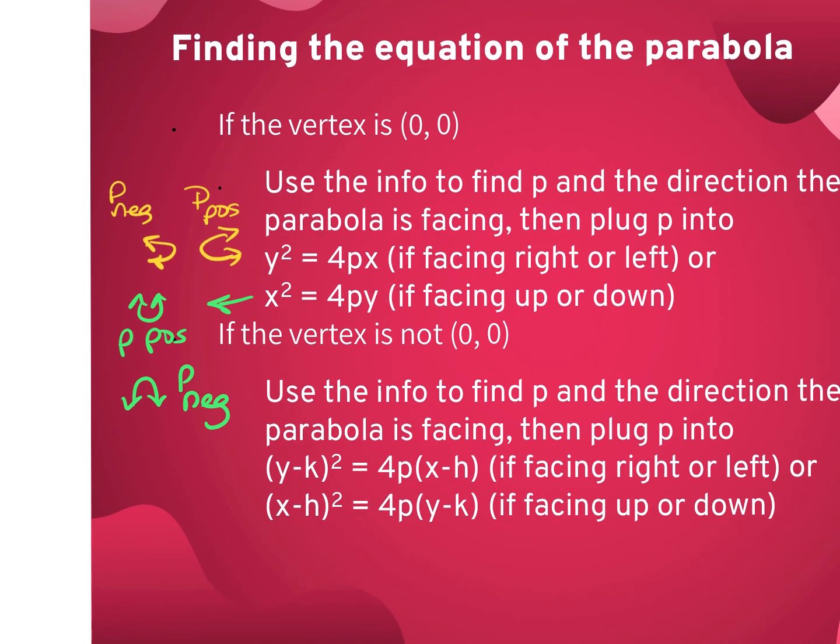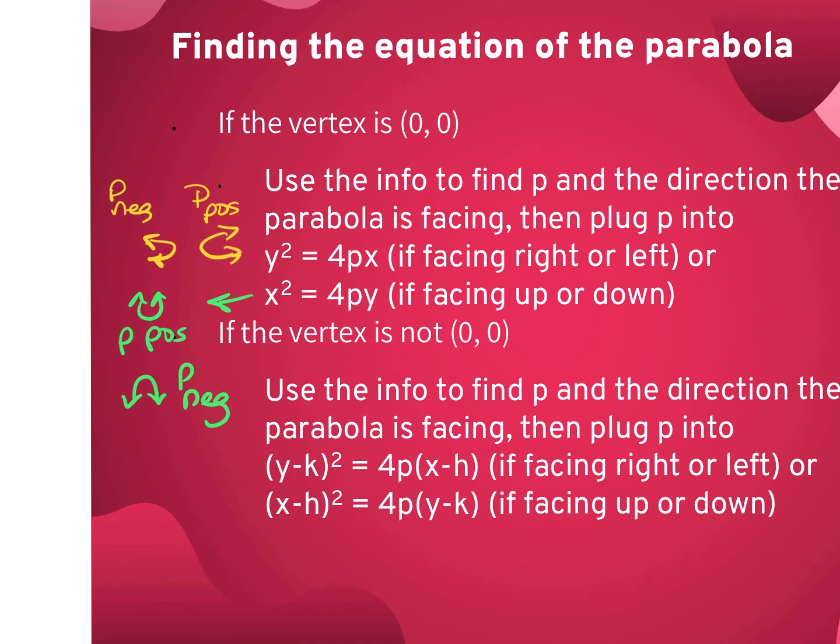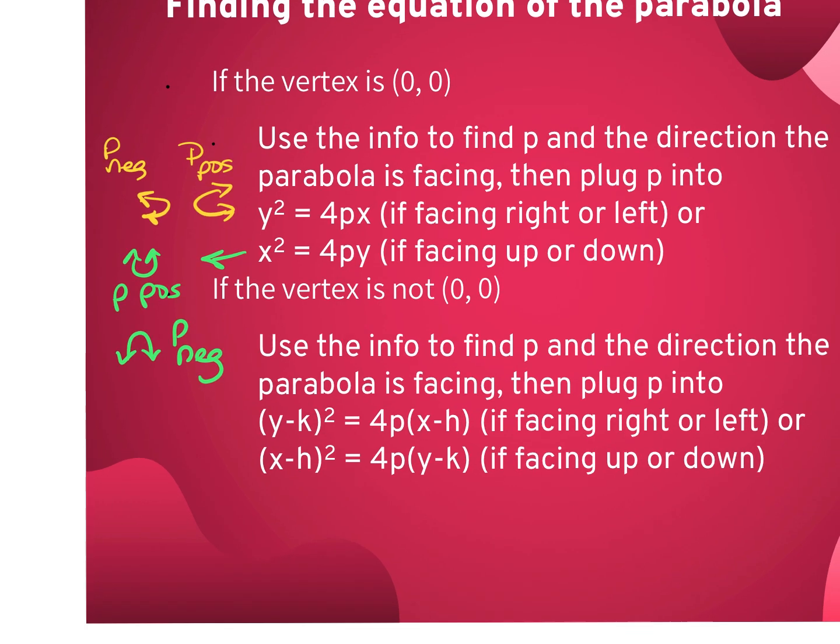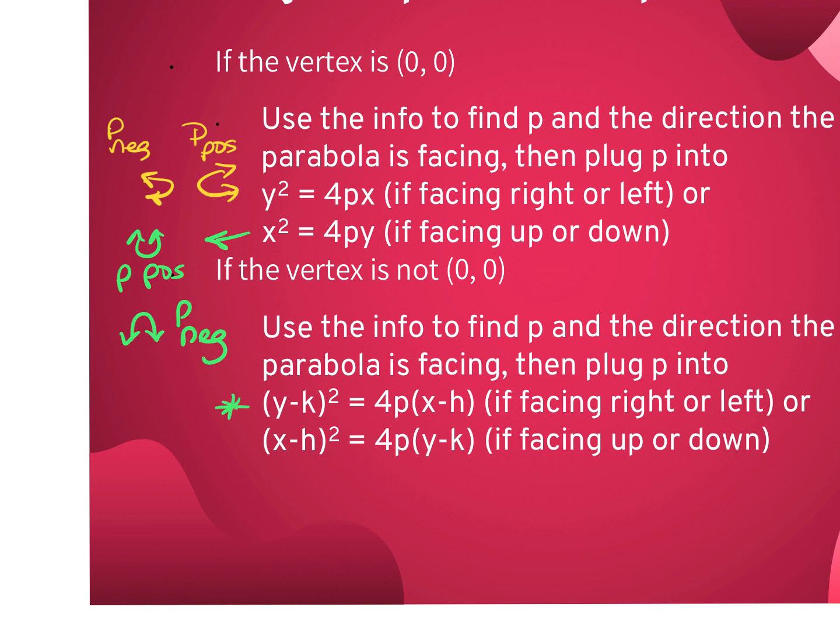Then, if the vertex is not at 0, 0, we're still going to use the information to find p and the direction, whether it's positive or negative. And again, if it's the y squared, it's this equation, and that'll be the c and the backwards c. And if it's the x squared, the u and the upside down u. It all depends on our p-value. What we're going to do is graph the given. Just give yourself a rough sketch so you'll know which equation you're going to use.